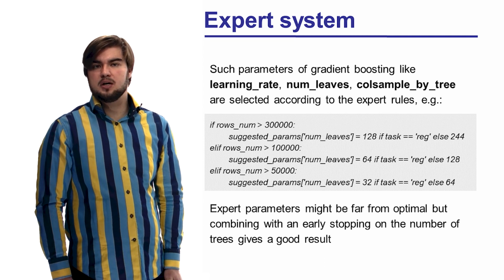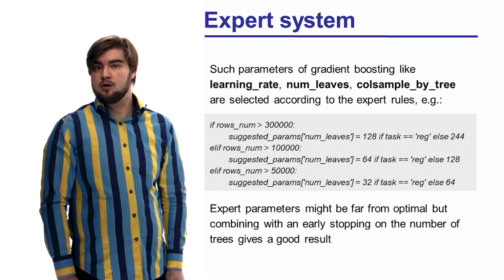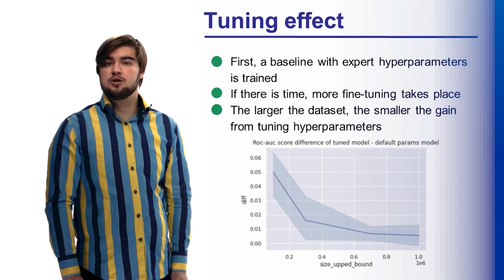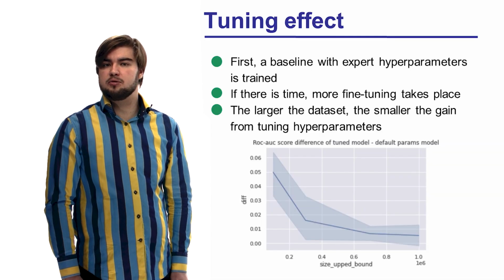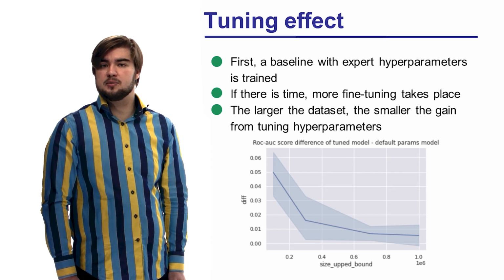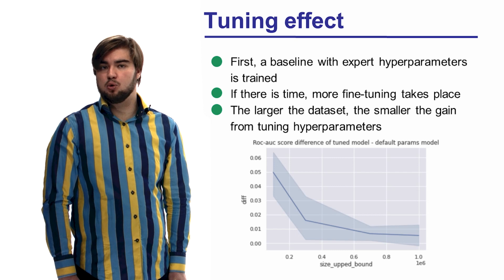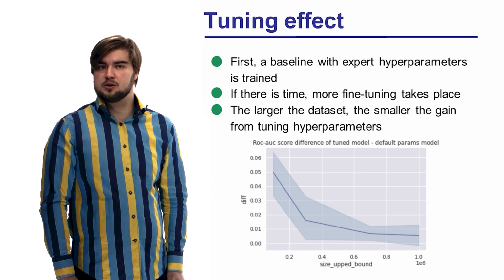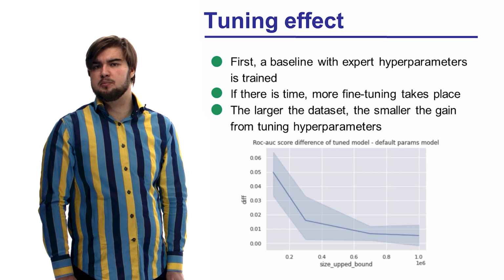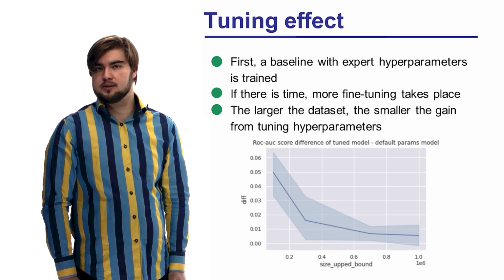Expert parameters might be far from optimal, but recall that we use an early stopping for the number of trees. Combining these techniques often gives a good result. Generally, we start with training a baseline with expert hyperparameters. If enough time is left, then a more thorough search is applied. Turns out that the larger the dataset, the smaller the gain from tuning hyperparameters, which is good because we can afford many trials for small datasets and cannot for larger datasets.